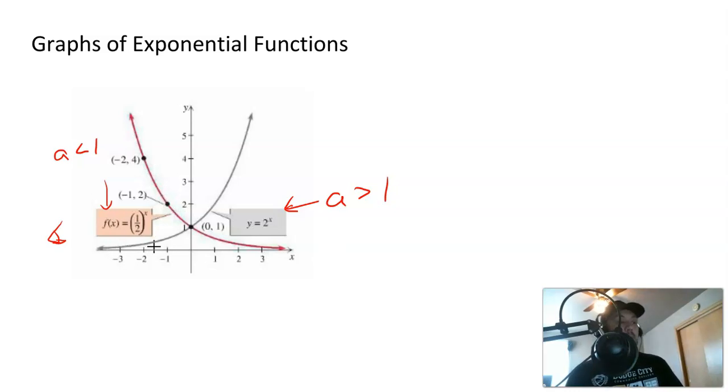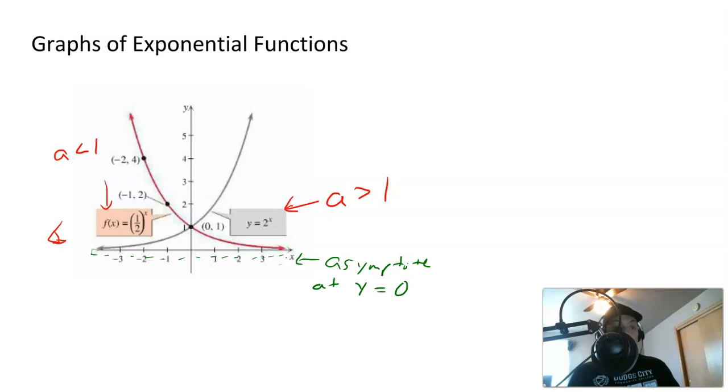You'll notice that whichever graph we're looking at, the gray one or the red one, it approaches the x-axis without crossing or touching. And so we saw this concept back in chapter 3. This is called an asymptote. And so I'll do my best to draw a straight line here, but the x-axis here is the asymptote for this graph. So this is an asymptote. And it's at y equals 0 initially.